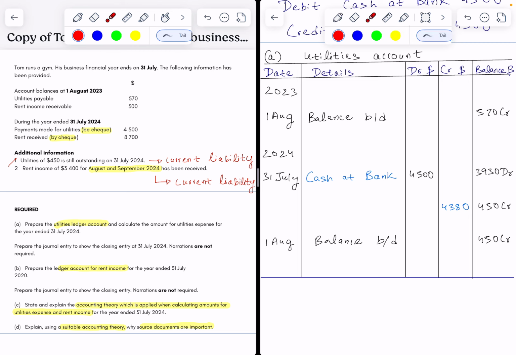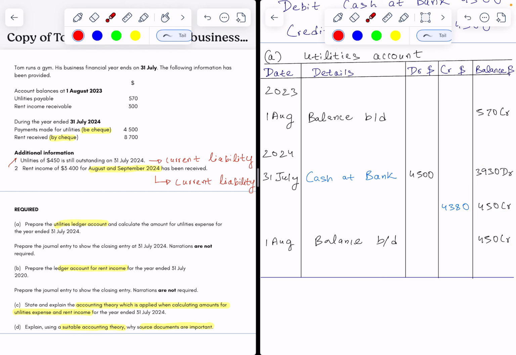Now, $450 credit on 1 August 2024 definitely means that at 31 July 2024, we must end with a final balance of $450 credit, right? How do we get $450 credit from $3,930 debit? We need to make sure the entire amount of $3,930 debits is being offset, and then the surplus that remains after the offset is what gives us a final balance of $450 credit.